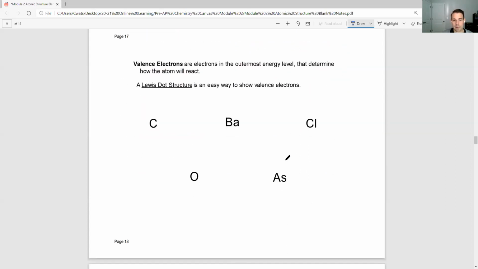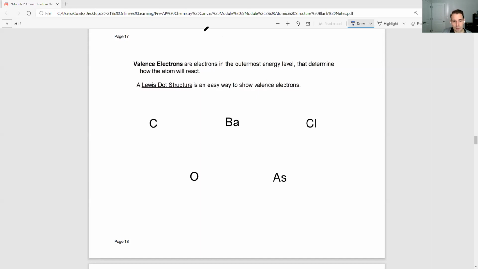Now, before we do this, we want to talk a little bit about valence electrons. Valence electrons are electrons in the outermost energy level. And those valence electrons help us determine how an atom will react. An easy way to show valence electrons is to draw a Lewis dot structure.